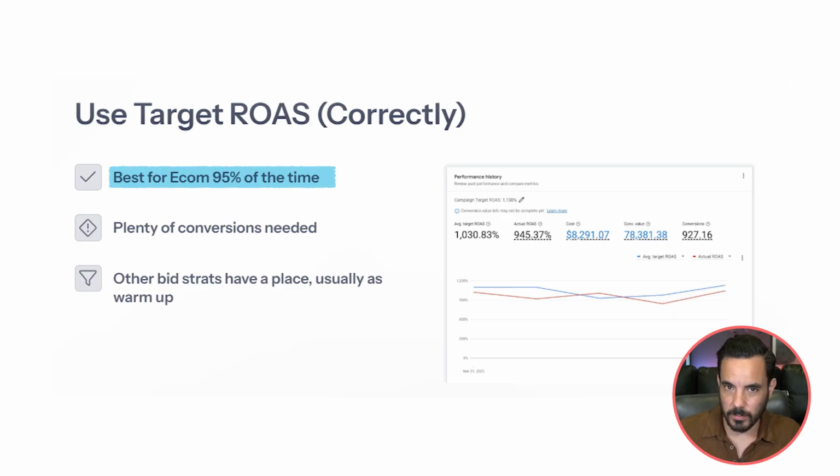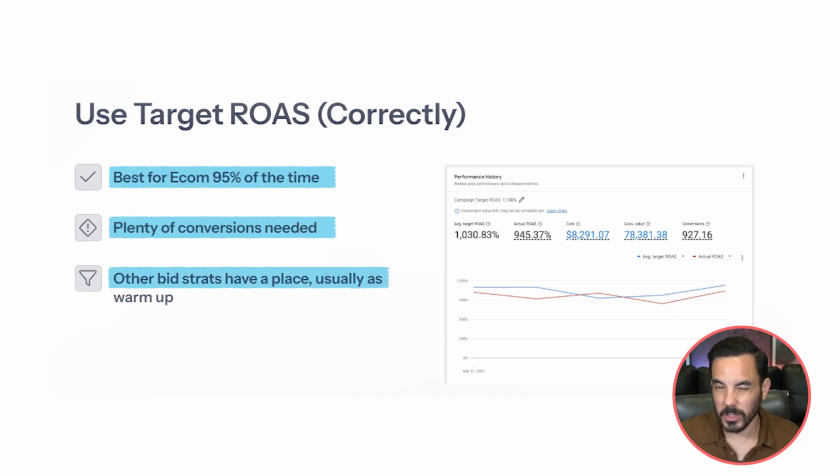If you're running other bid strategies right now and you've got plenty of conversions in the account, you probably just want to switch over to target ROAS and run it properly for better performance. Plenty of conversions is needed for this. Other bid strategies do have their place, but usually as a warm-up.